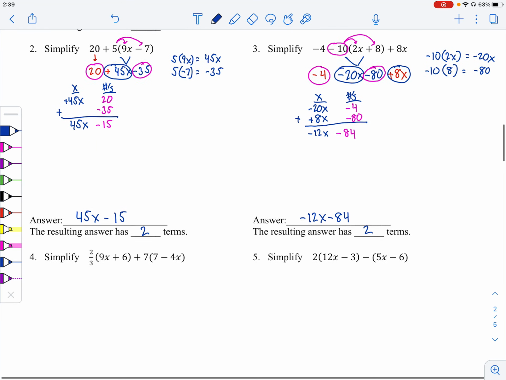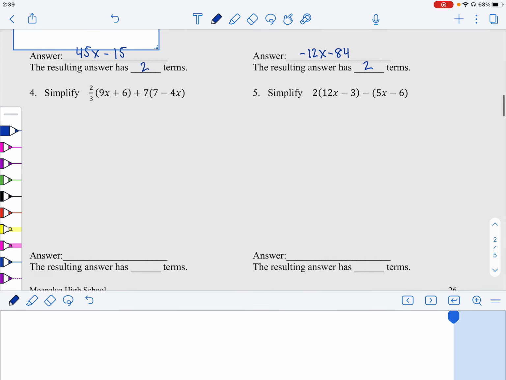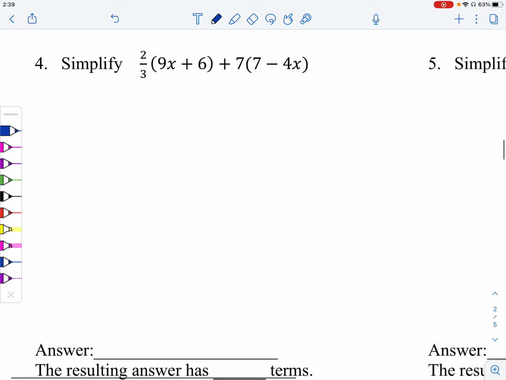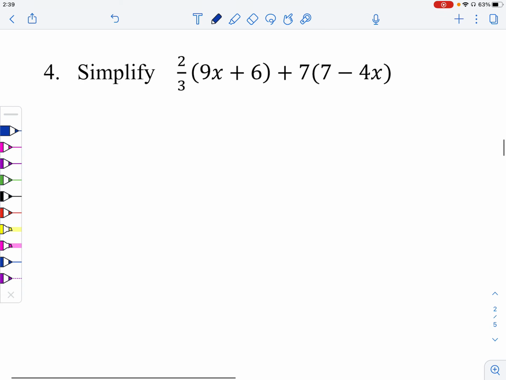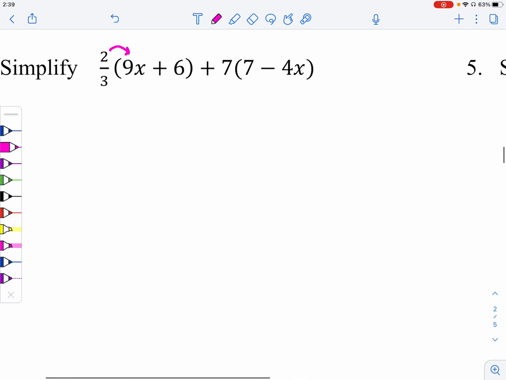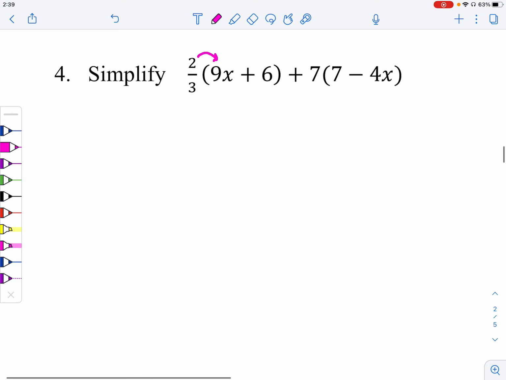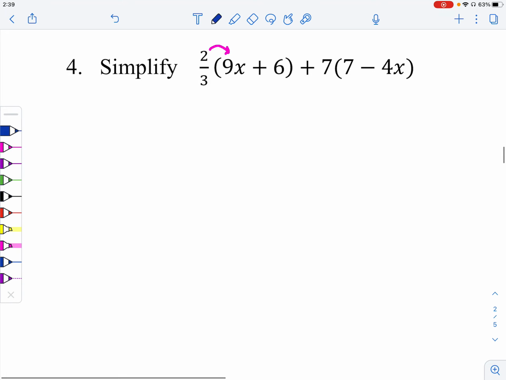Let's do 4 and 5. Okay, so 4. So now we distribute. Same thing. We got 2 parentheses, so we have to distribute this x and this x. So we have to distribute twice. Right, so we're still going to distribute here. Let's do this on the side. Let's make some space right there. So we got 2/3 times 9x, and then we got 2/3 times 6.